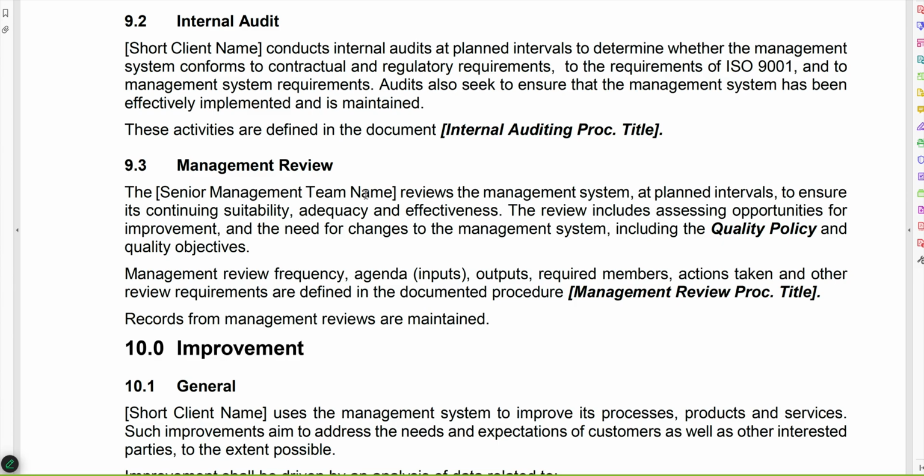So any company has to conduct internal audits at planned intervals to determine whether the management system conforms to contractual and regulatory requirements. This is why we need to have a procedure that we may call internal auditing procedure.